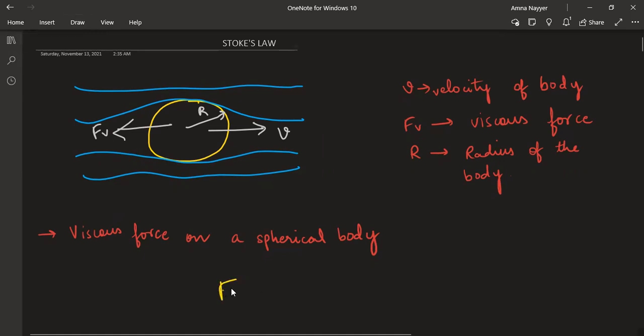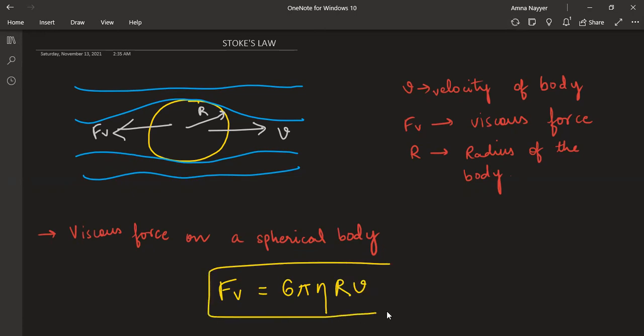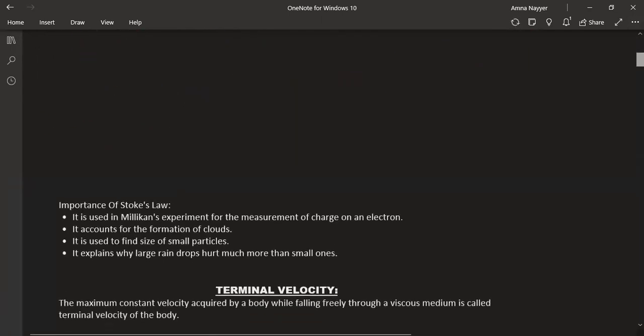Just remember it. The viscous force on a spherical body is 6, the constant number 6, pi (3.14 or 22/7, which we write as the constant pi), eta, coefficient of viscosity, radius of the sphere, capital R, and the velocity, v. This is the formula, and we call this Stokes law. Stokes law is just this statement. All right, 6 pi eta RV. This is Stokes law.